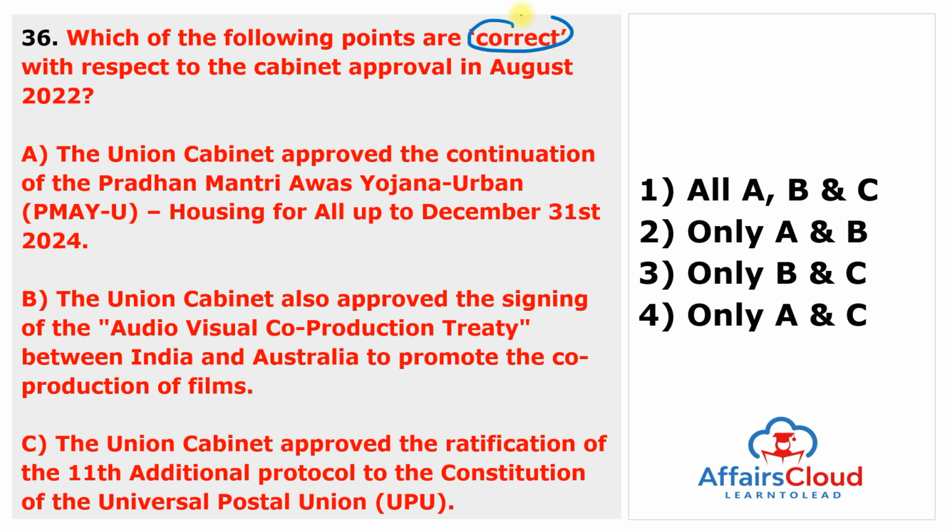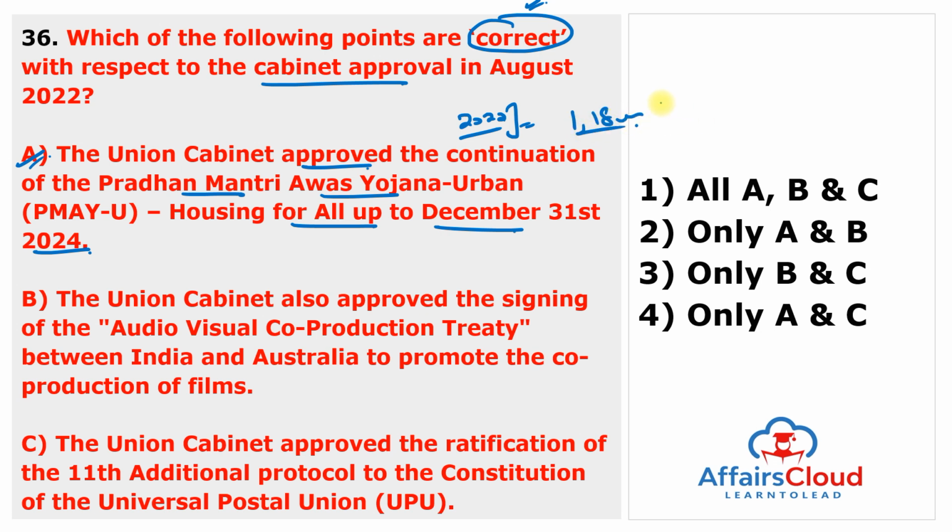Which of the following points are correct? So we have to find out the correct statement with respect to the cabinet approval in the month of August 2022. First of all, read the statement. The Union Cabinet approved the continuation of Pradhan Mantri Awas Yojana Urban Housing for All up to December 31st, 2024. This is right statement because up to 31st of March 2022, central assistance of almost 1,18,000 crore has already been released, and now under the extension almost 8,500 crore will be released as a central assistance till the 31st of December 2024 for the completion of already sanctioned 122 lakh houses.